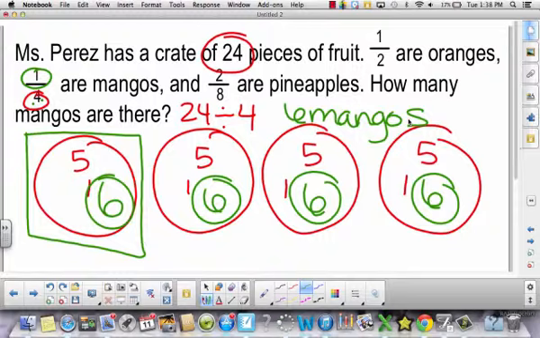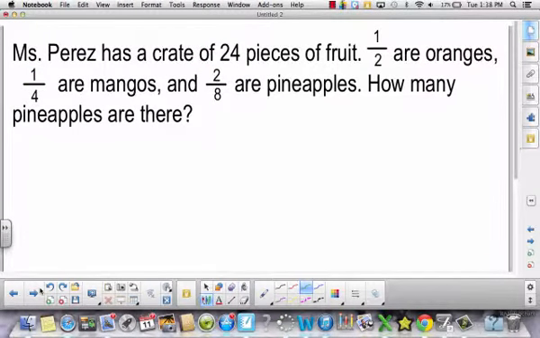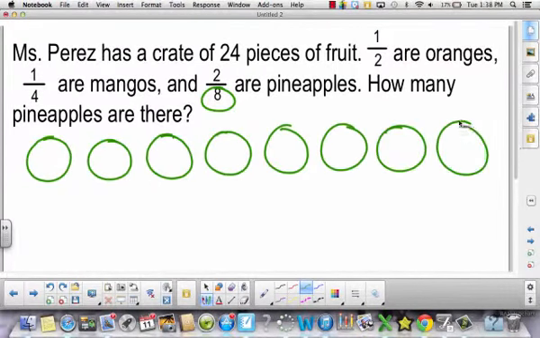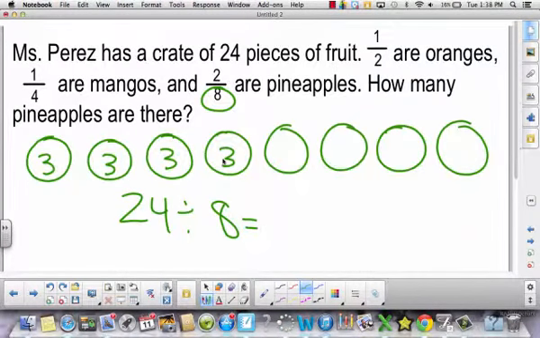Let's try the last one. Now we're dealing with pineapples. 2/8 are pineapples. I look at my denominator, that tells me I need 8 groups. 1, 2, 3, 4, 5, 6, 7, 8. My expression would be 24 divided by 8 to figure out how many are in each group. And I know that 24 divided by 8 is 3. So there are 3 pieces of fruit in each group.